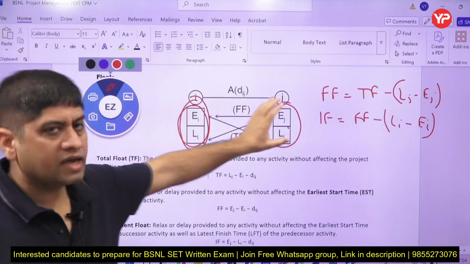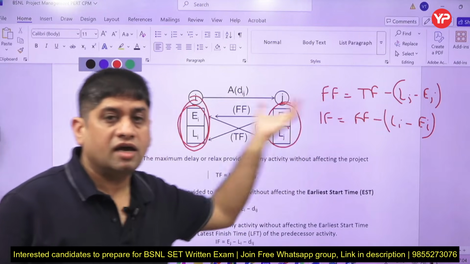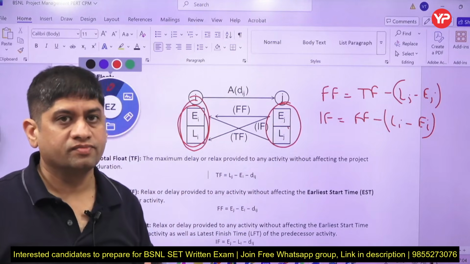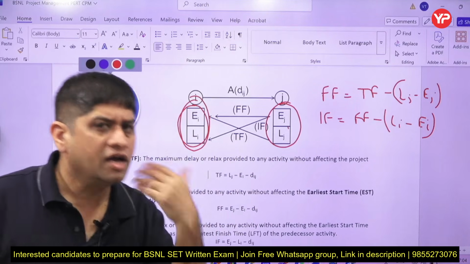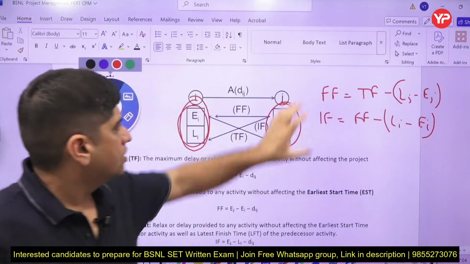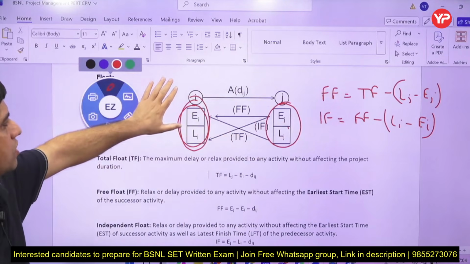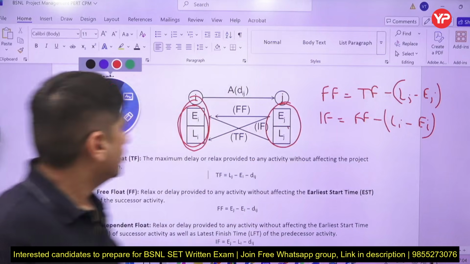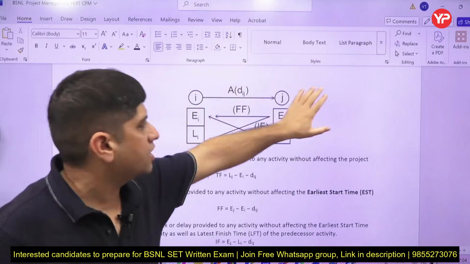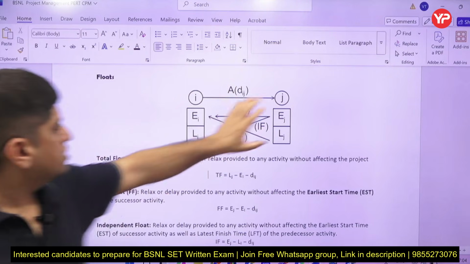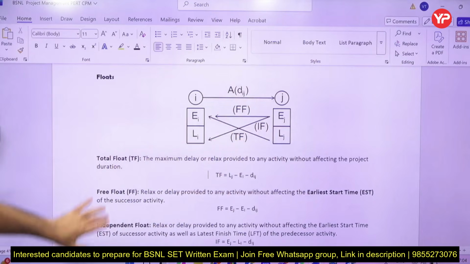That means when I calculate total float, I am taking the float available to the next and previous activity to myself. These should also have had float, but I took it. When I calculate free float, I do not disturb this guy. When I calculate independent float, I do not disturb this guy also, this guy also. When I am calculating total float, I am disturbing this guy also, this guy also. I ate into their leave. With free float I did not disturb this one, and with independent float I did not disturb this one either. This is how it is done.